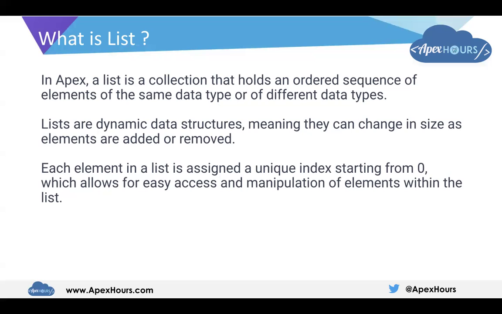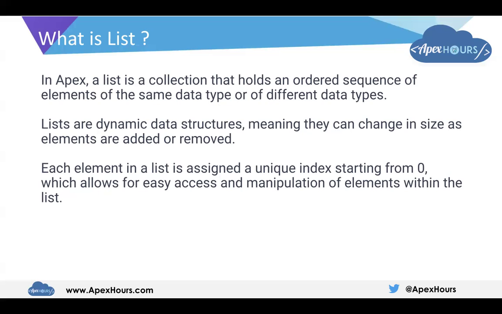Lists are dynamic data structures, meaning they can change in size as elements are added or removed. So basically, lists are a dynamic data structure which can be reduced or stretched, right? You can always enter as many values into the list, and also you can remove elements from the list. Each element in a list is assigned a unique index starting from 0, which allows for easy access and manipulation of elements within the list.